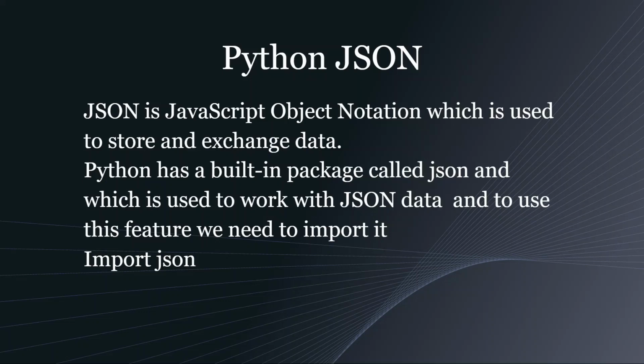So now we are going to study about Python JSON. JSON stands for JavaScript Object Notation, which is used to store and exchange data. Now, Python has a built-in package called JSON, which is used to work with JSON data. To use JSON in Python, first we need to import it as import json.